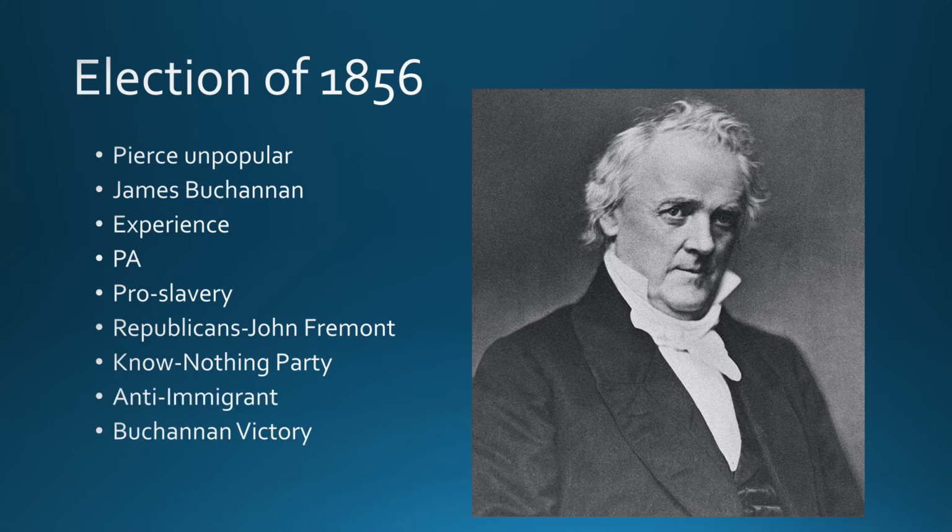And again, we talked about the Know Nothing Party as that anti-immigrant group, but they do put up a candidate for election, largely due to the still early times of the Republican Party, as well as the fact that they put up John Fremont, who really lacked any legitimate political experience. Buchanan will win the presidency in 1856.